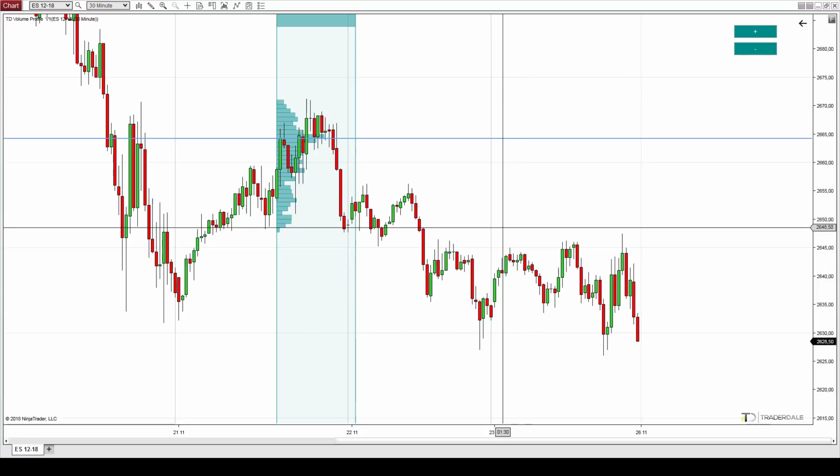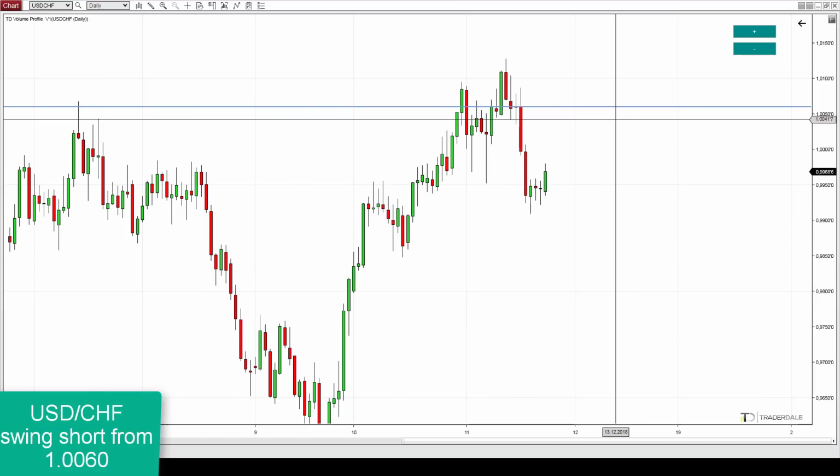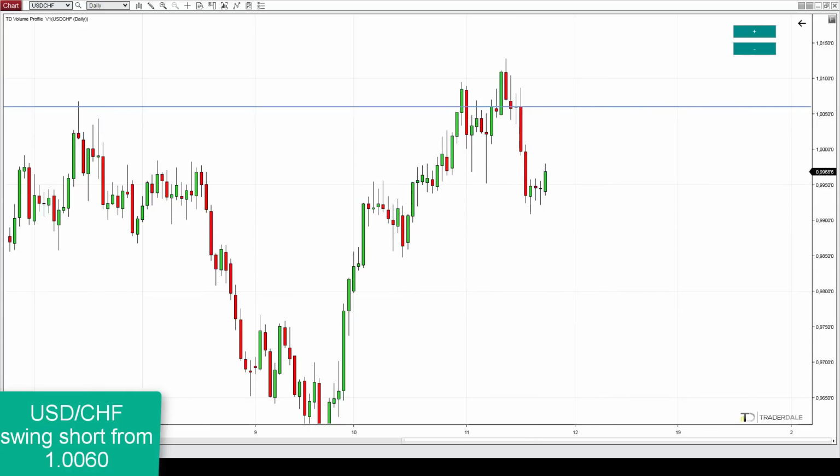And let's now go into daily chart of the US dollar Swiss franc, where there is a swing trade idea which I want to show you. So this is the daily chart of the US dollar Swiss franc, and there was a strong buying activity, but there was also a sort of trend change. It looks like a trend change. Those red candles, this looks like a strong sell-off, strong sellers taking over.